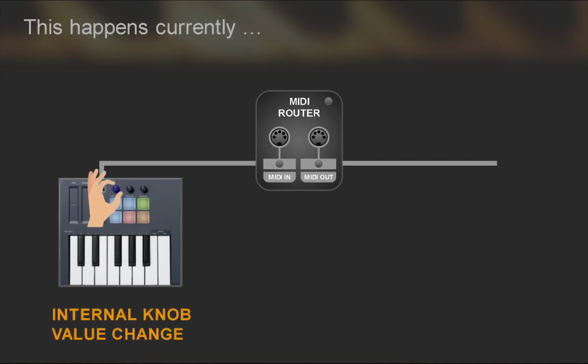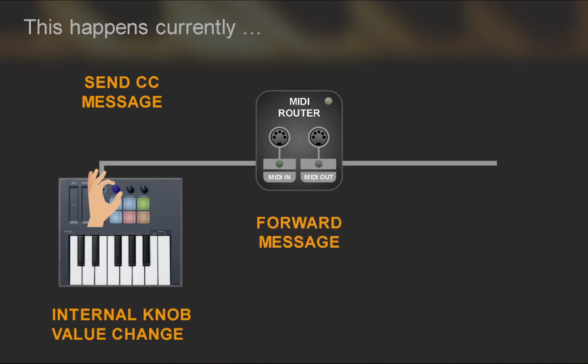Two things happen. The internal value of that knob changes within the Arturia itself. Then there's a control change message which is sent to our Python script, which then just forwards it on into Ableton.